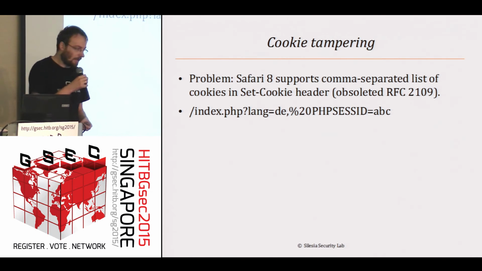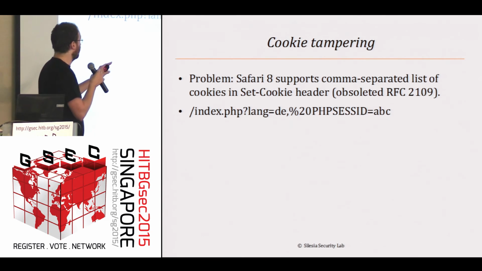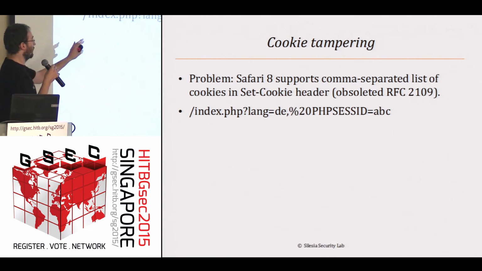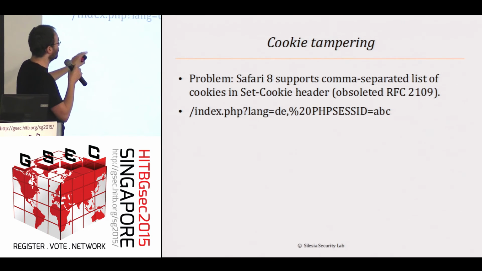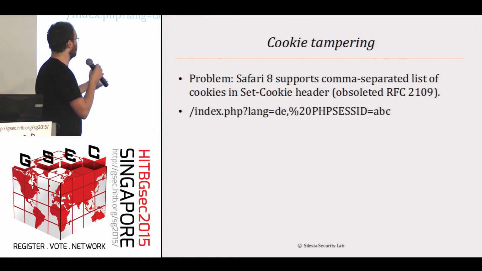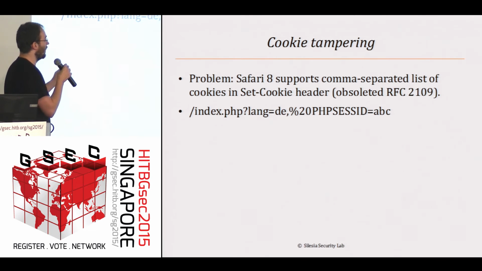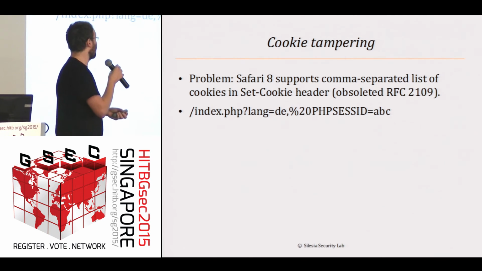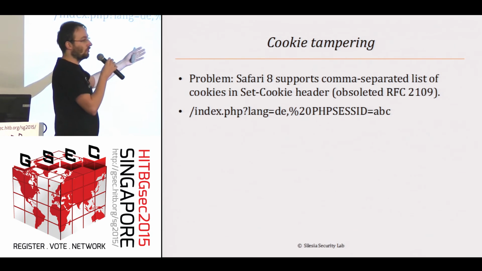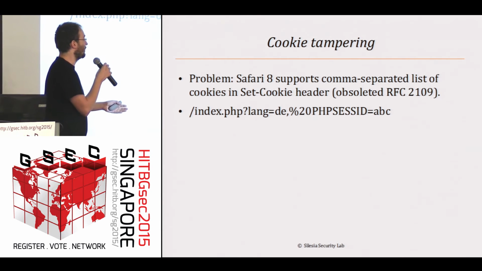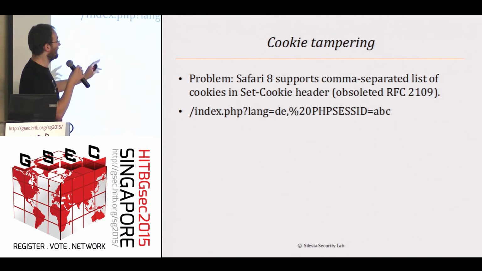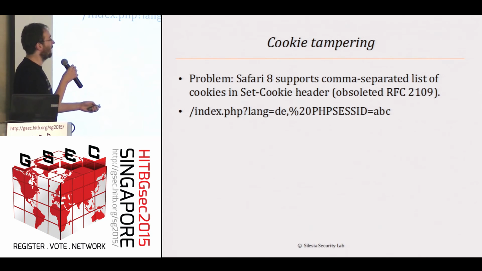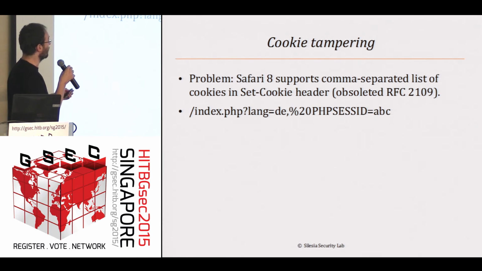And it looks like this. This is part of the URL. You've got something like this in the URL. You've got language equals DE for German, for example, then comma %20, so URL encoded space character, and then the cookie of your own choice, right? For example, PHPSESSID equals ABC. Of course, the assumption is that this is reflected in the Set-Cookie header. Keep in mind, right? Because we are talking about the Set-Cookie header in the response.